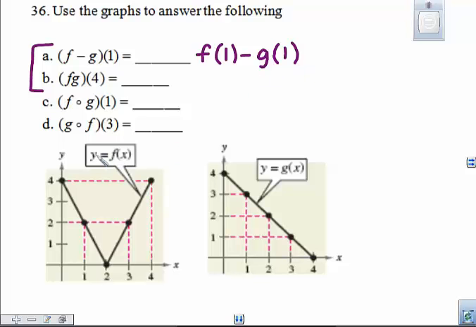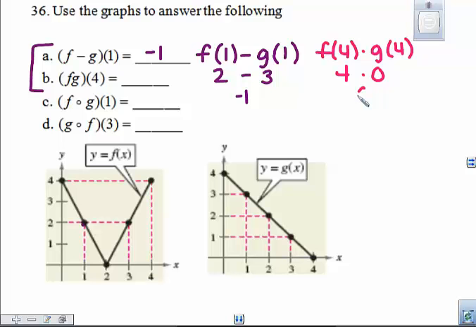So in the f graph, here's the f graph, we're inputting a 1. So our x value is 1, our output is 2. In the g function, when our input is 1, our output is 3. So that gives you 2 minus 3 is -1. In b, the 4 goes to both, so f of 4 times g of 4. So in the f graph, when your input is 4, your output is 4. When your input is 4, your output is 0. 4 times 0 is 0.